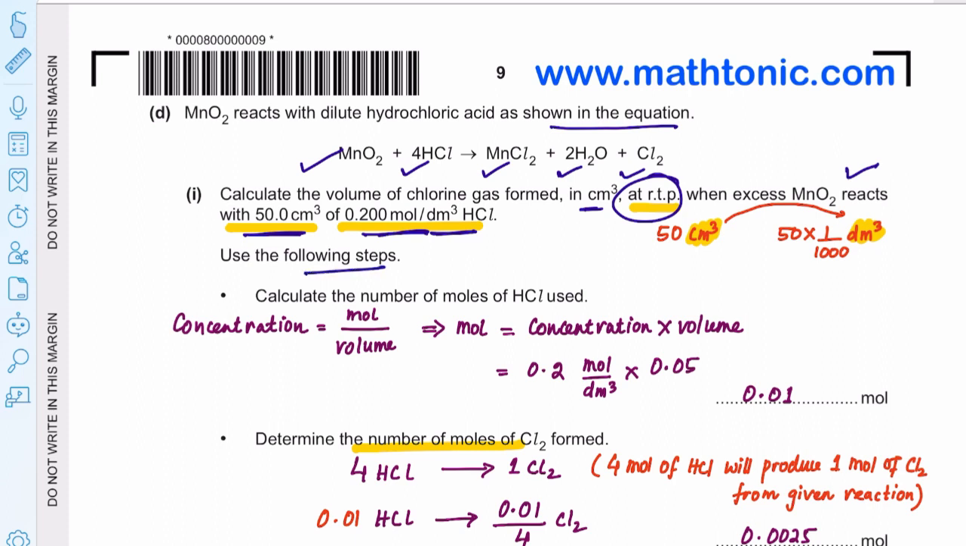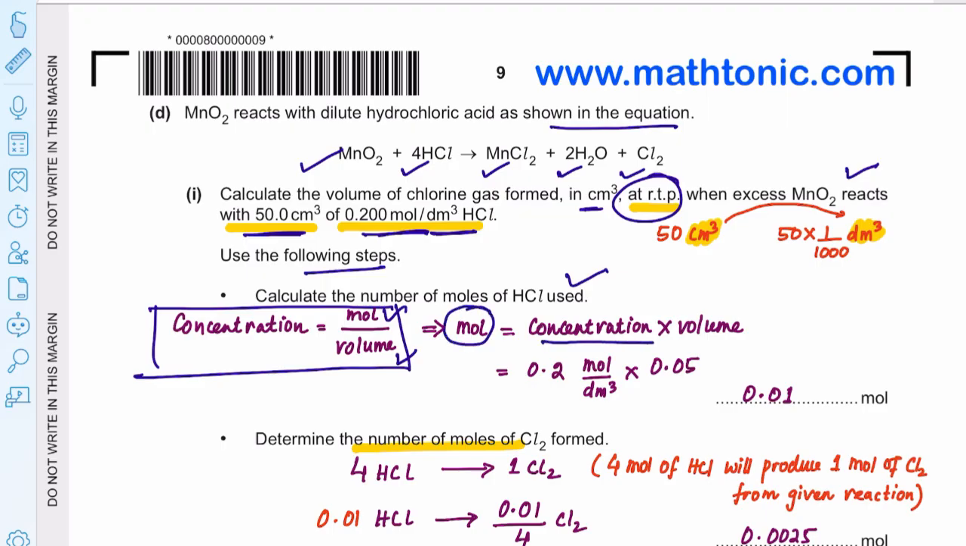Okay, use the following steps. Calculate the number of moles of HCl used. Remember, the formula is concentration equals mole over volume. I need to find the value of moles, so rearrange it. Moles equals concentration times volume.